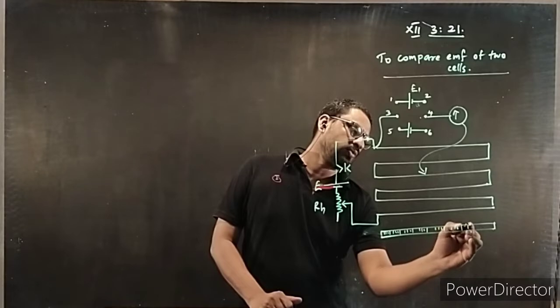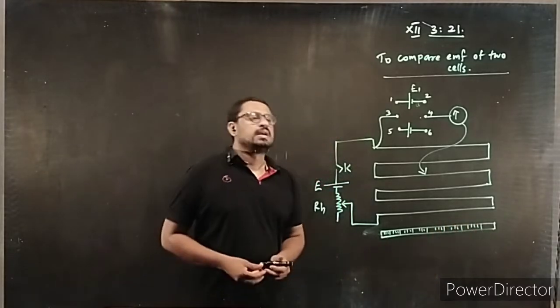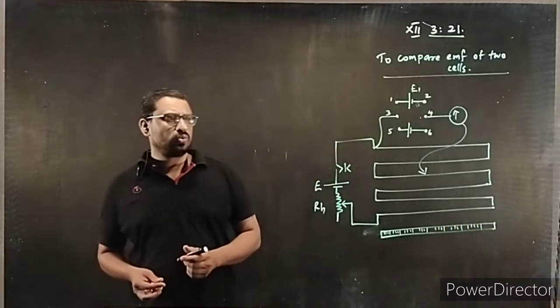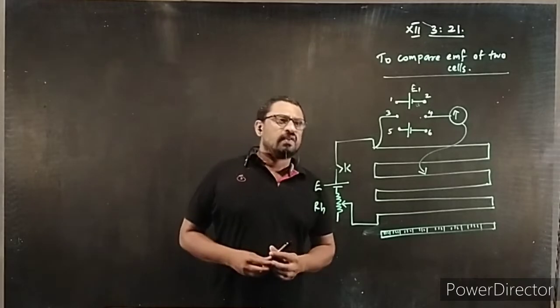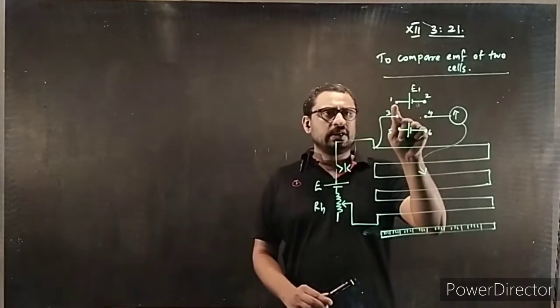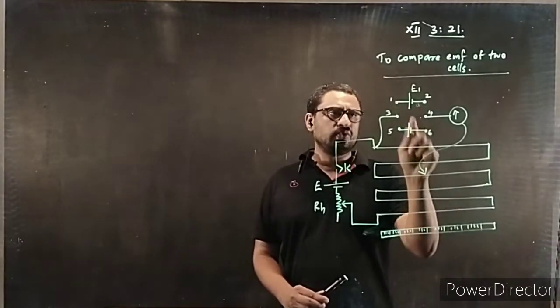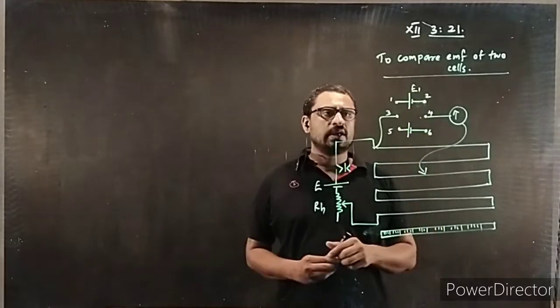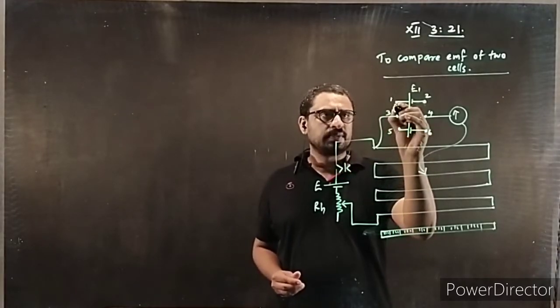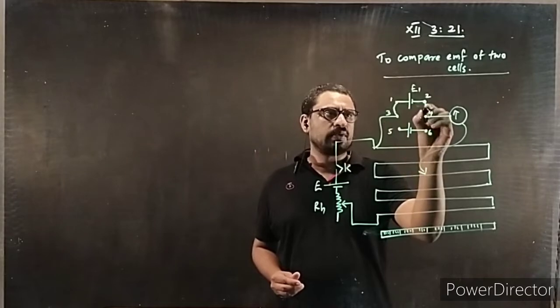You can measure the length of the wire, something like this. This is the scale. Now what is happening here? First of all, you connect between 1, 3 and 2, 4. Okay, you make the connection over here.